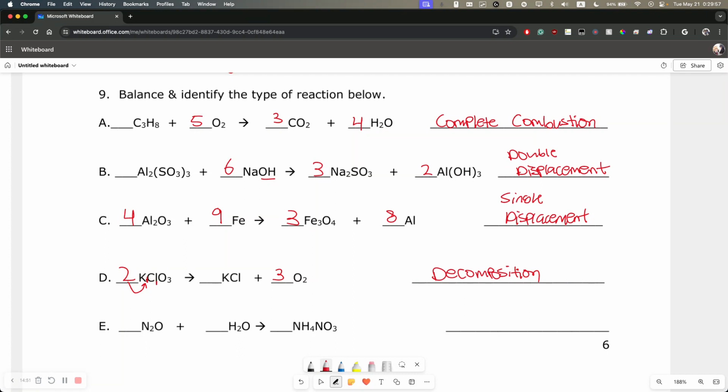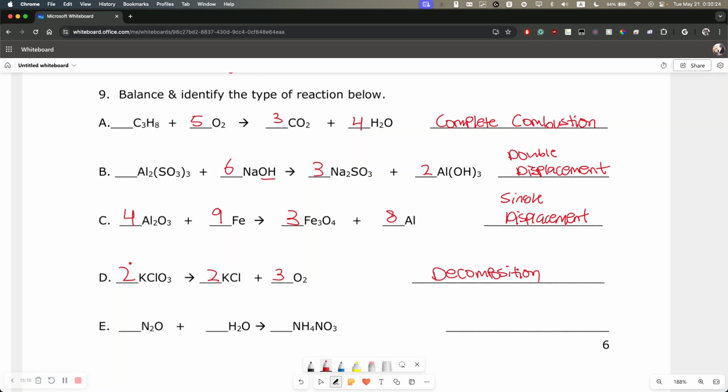There's an invisible 1 after each one of these, remember. 2 times 1 is 2. So we have 2 K's. And there's also an invisible 1 there, so we have 2 Cl's. So we just put a 2 there. Erase all that real quick. Just put a 2 there. That's 2 K's, 2 Cl's, and then we're balanced.